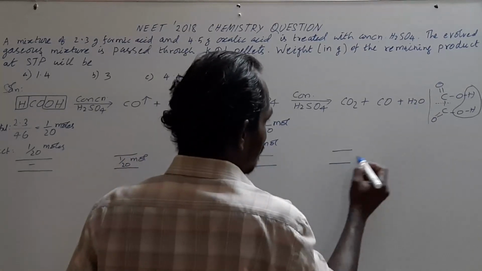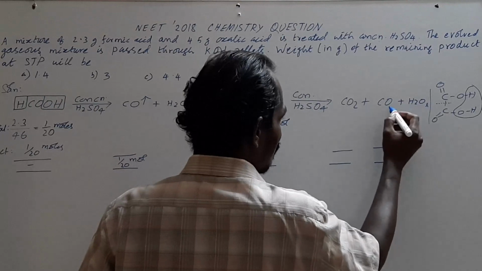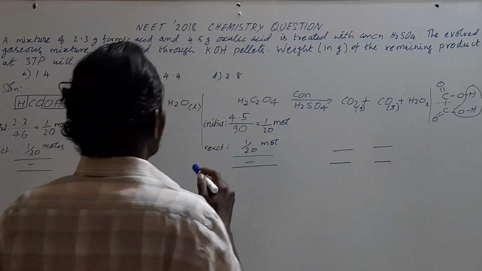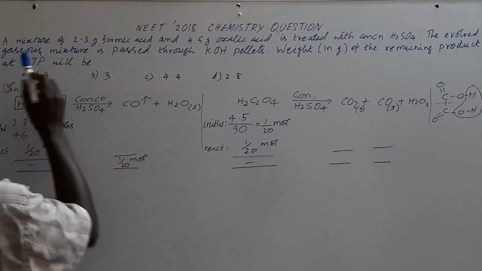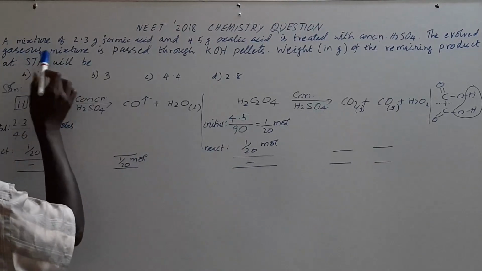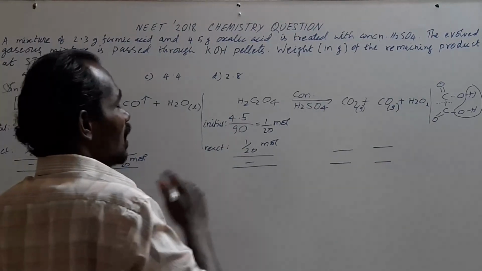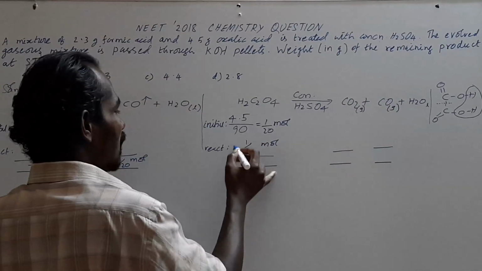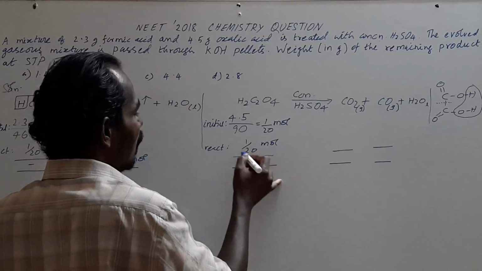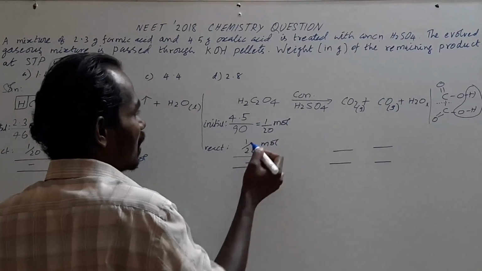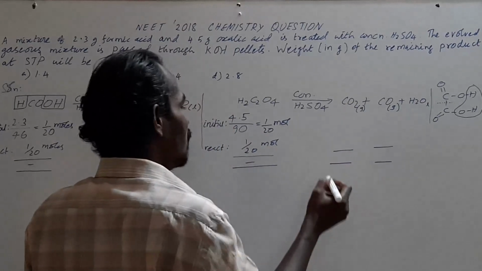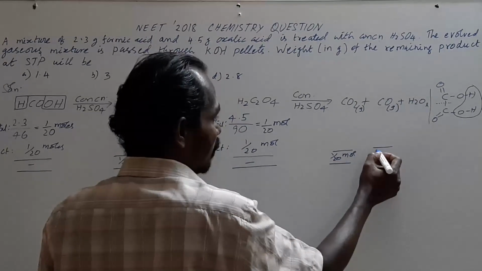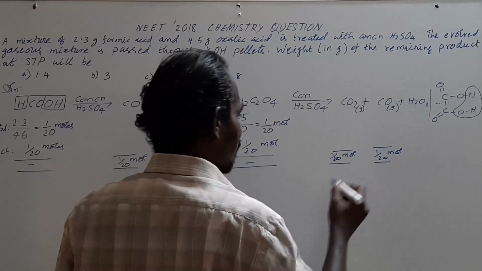Now carbon dioxide and carbon monoxide are produced; water is liquid, so we need not consider it. Let us consider these two gases only, because they are asking regarding the evolved gaseous mixture. Next, 1 mole of oxalic acid gives 1 mole of carbon dioxide and 1 mole of carbon monoxide. Since 1 by 20 moles of oxalic acid is reacting, 1 by 20 moles of carbon dioxide is formed, and 1 by 20 moles of carbon monoxide forms.